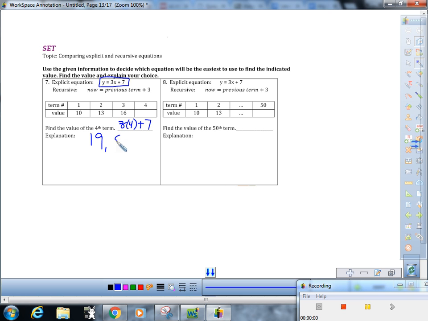Let's see, the explicit equation allows you to plug 4 into the expression.